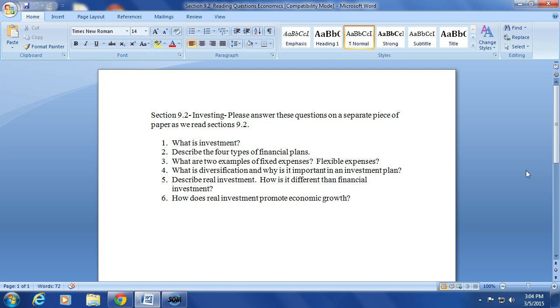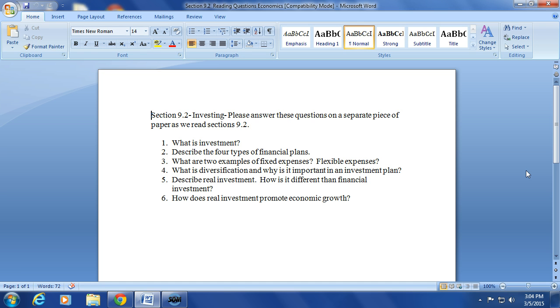Now, as a part of investment, you have various financial plans. There are 4 types, and you can see them on page 200. The first one is a spending and savings plan. That is also called a budget. It lists fixed expenses and flexible expenses. Fixed expenses may remain constant from month to month. Mortgage or rent is a good example of that.